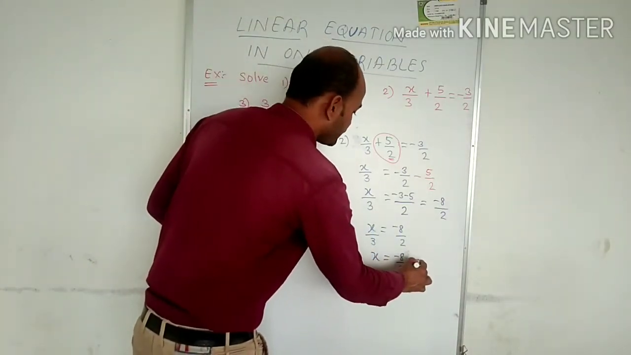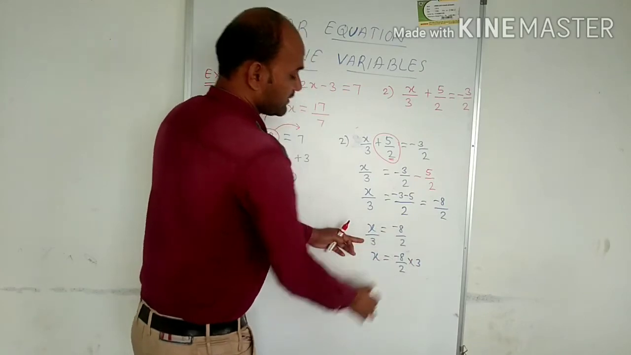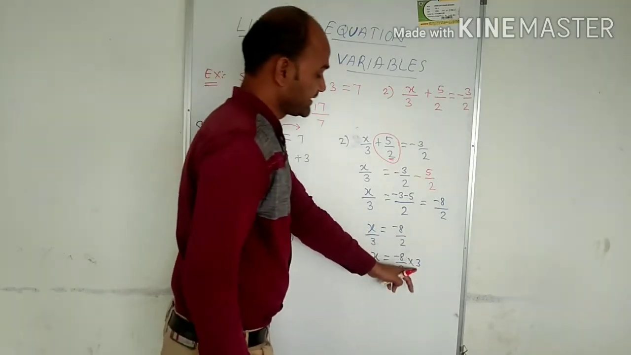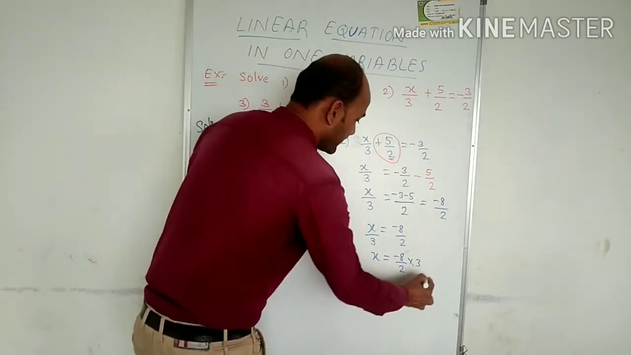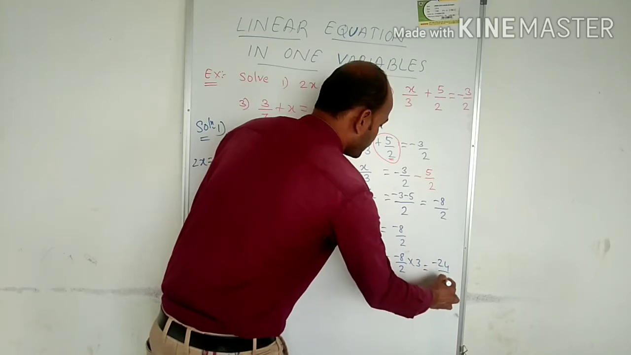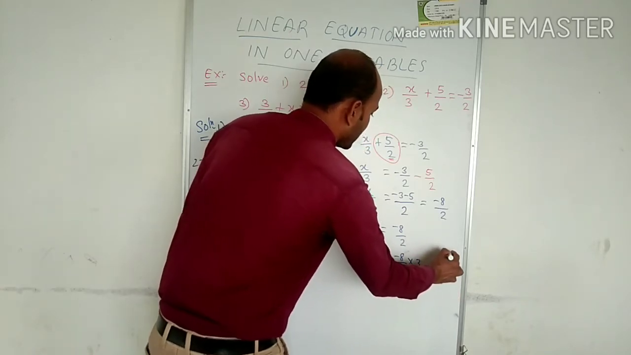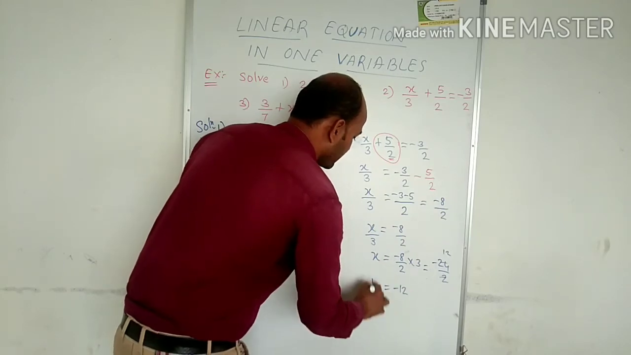Okay, so we have to multiply it. 3 is in division, after transferring it to the LHS side, it goes to the numerator. What we got here is 8 3s are 24, so minus 24 upon 2. 2 1s are 2, 2 12s are 24, so x is equal to minus 12 is the answer we got here.